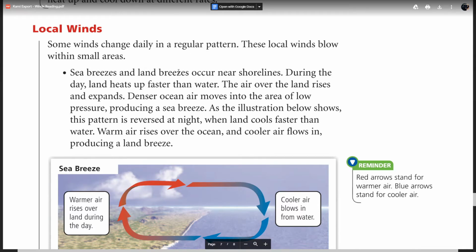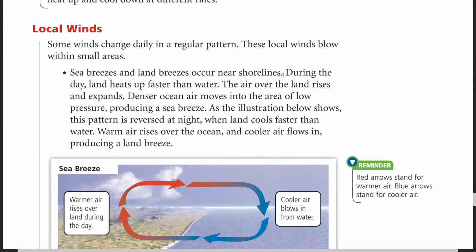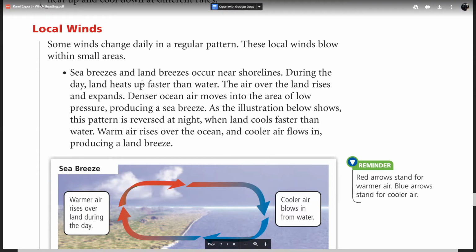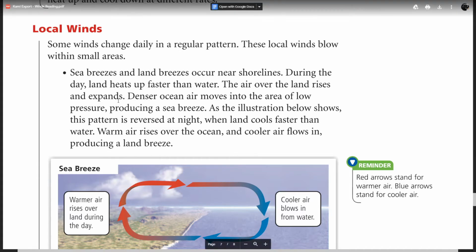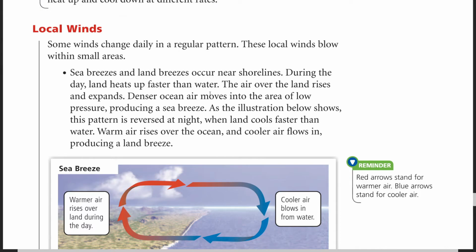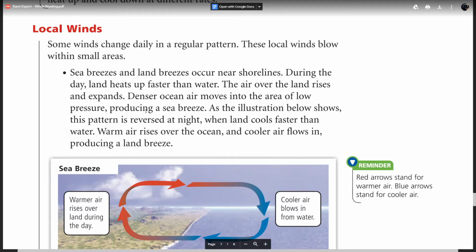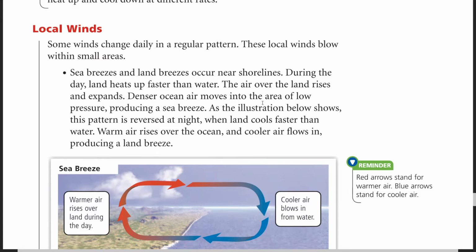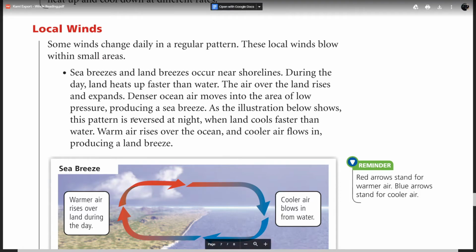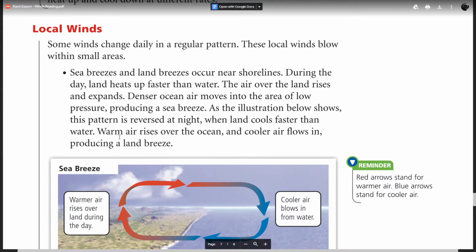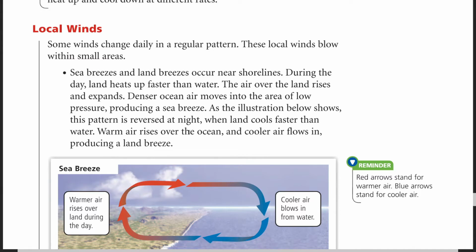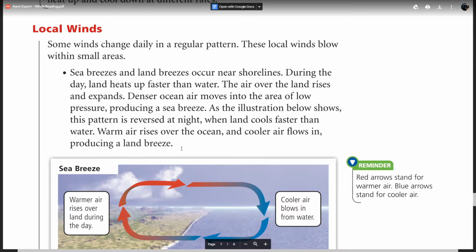Sea breezes and land breezes occur near shorelines. During the day, land heats up faster than water. The air over the land rises and expands. Denser ocean air moves into the area of low pressure, producing a sea breeze. As the illustration below shows, this pattern is reversed at night, when land cools faster than water. Warm air rises over the ocean and cooler air flows in, producing a land breeze.